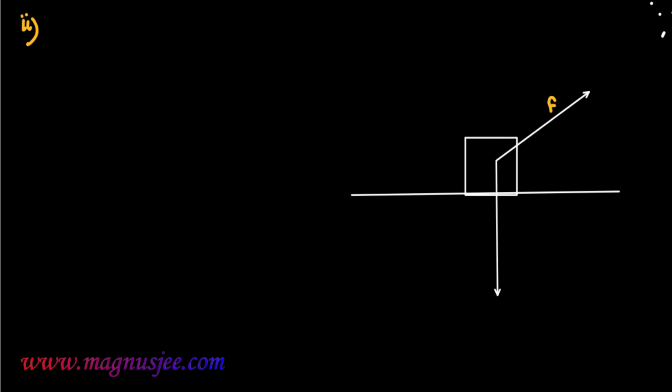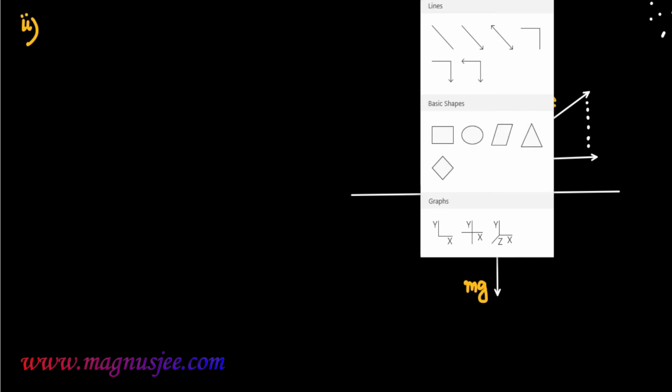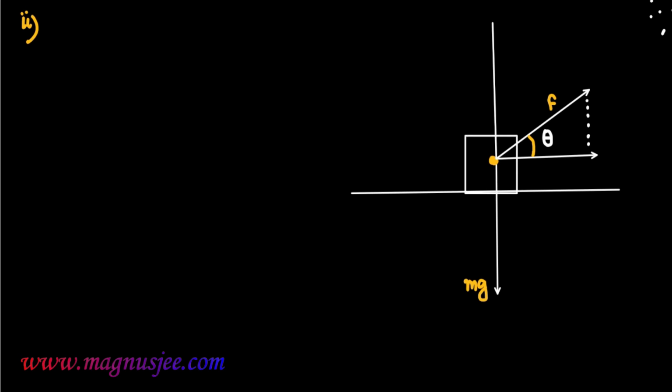Weight of the body mg acts vertically downwards. Now the pulling force is acted on the body at an angle theta. We can draw a perpendicular on the horizontal straight line. Theta is the angle with which the pulling force is applied on the body, and F cos theta is the horizontal rectangular component of this pulling force. And if we draw a perpendicular on the vertical direction, we get the rectangular component F sin theta in vertically upward direction, and R is the normal reaction which acts vertically upwards on the body.